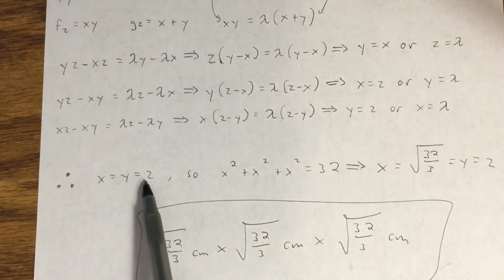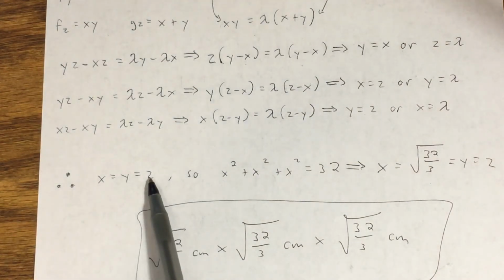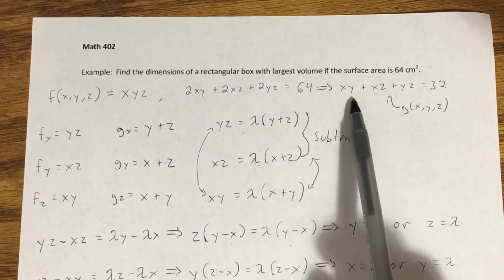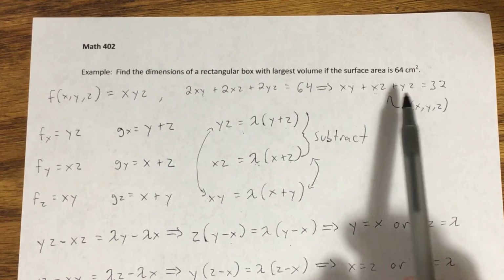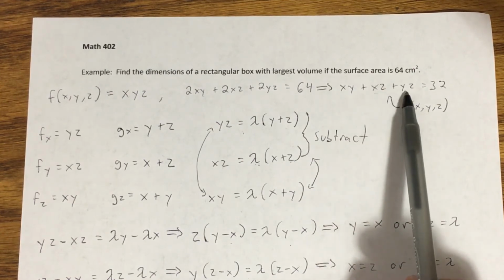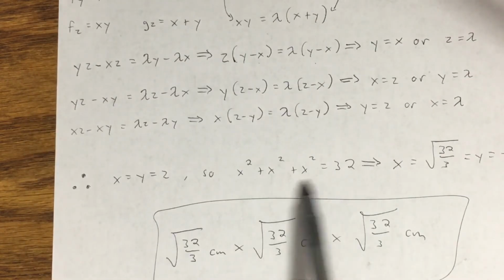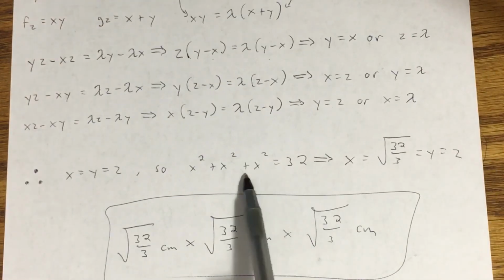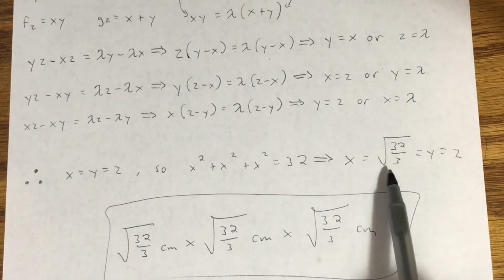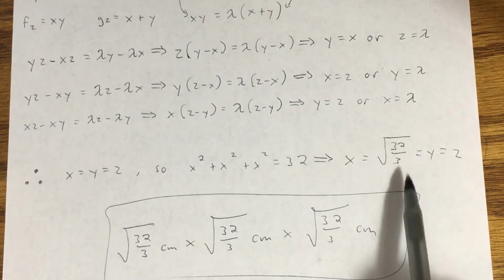What do I get to do with that? Well, if x, y, and z are equal to each other, then I could go back to my constraint up here and substitute x for all of the y's and z's. And if you notice, what that's going to turn this into is x squared plus x squared plus x squared equals 32. That's what I have right here. Combining like terms, that's 3x squared equals 32. Solving for x, I'm going to get x equals the square root of 32 over 3.